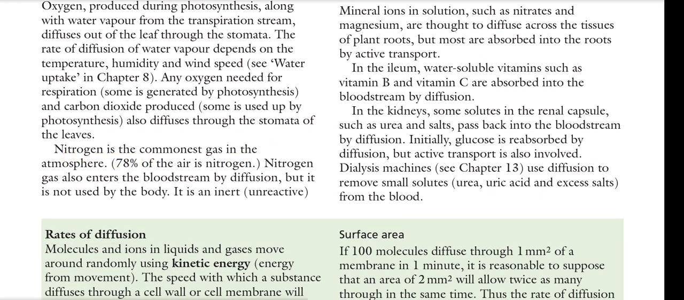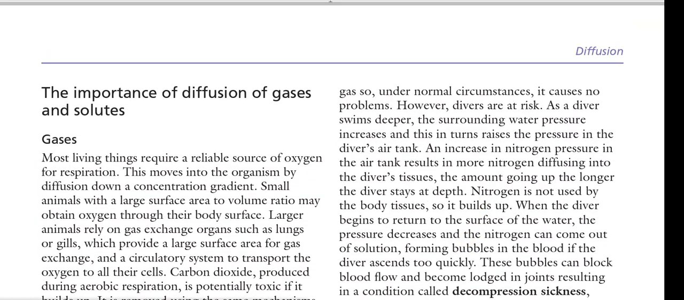The next one is that nitrogen is the commonest gas in the atmosphere: 78% of the air is nitrogen. Nitrogen gas also enters the bloodstream by diffusion, but it is inert. Our body is unable to use it directly. There are a lot of bacteria present, due to which we can use nitrogen. In the nitrogen cycle it is first converted into nitrates and nitrites, and after that absorbed into the body to form peptide bonds, and after that we can use the nitrogen. So directly nitrogen is not used in our body; it is very inert and unreactive.